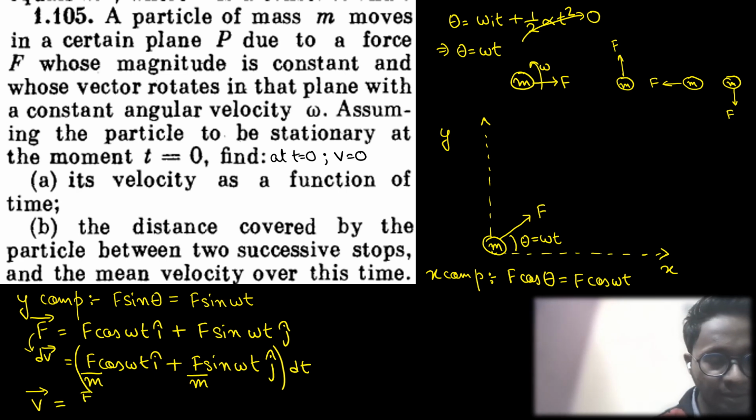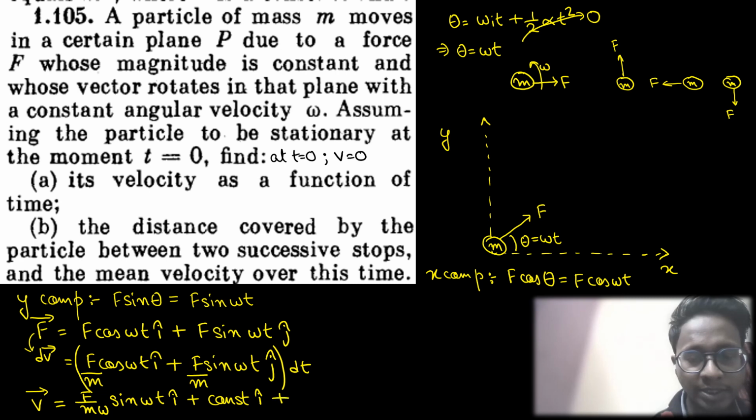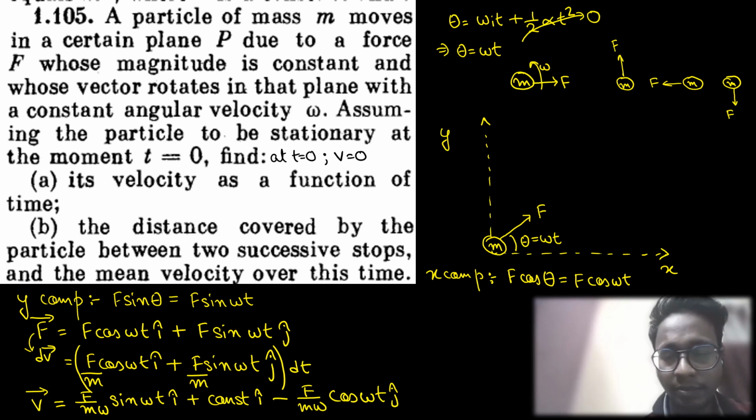f by m cos... what is the integration of cos omega t? f by m omega sin omega t i plus a constant. That means the constant of integration for the i component. Plus f by m omega cos omega t j. Here it should be minus, since the integration of sin omega t is minus cos omega t, plus the constant of j.